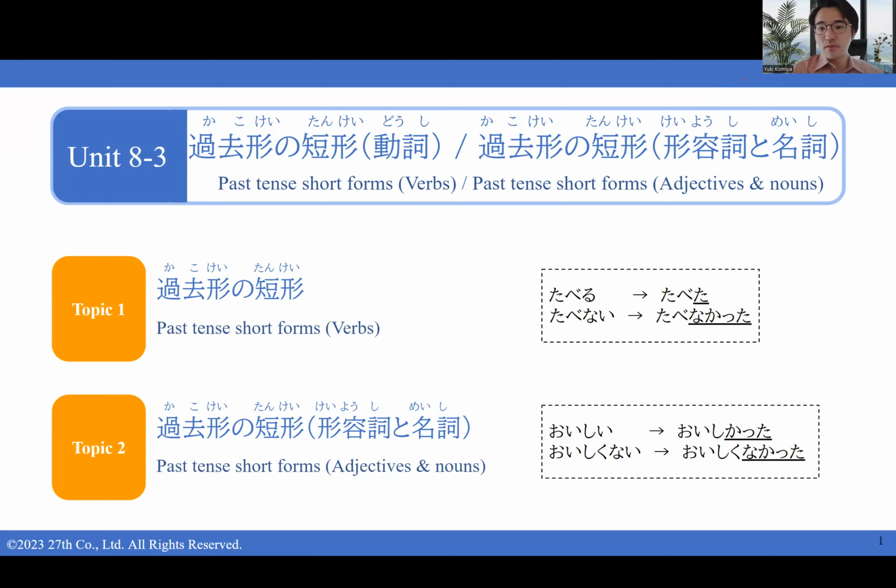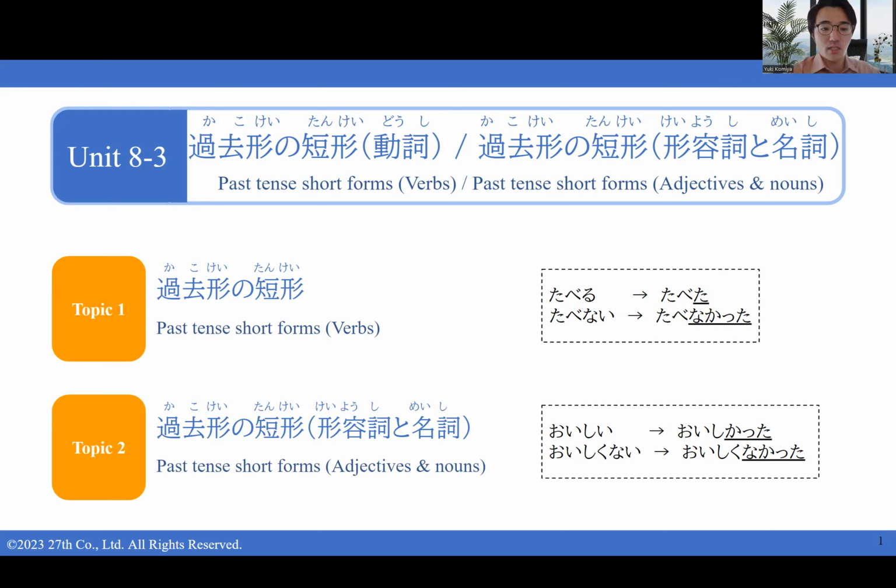In this unit, we've been looking at this new conjugation called short forms for verbs and adjectives and nouns. In the past couple of lessons, we did the present tense short forms. And if there are short forms for the present tense, then there are of course short forms for the past tense as well. So there is yet another set of rules for how to make the past tense short forms. So let's look at them.